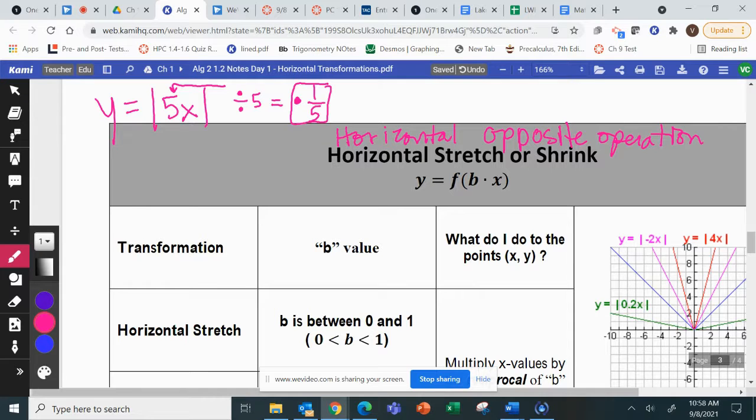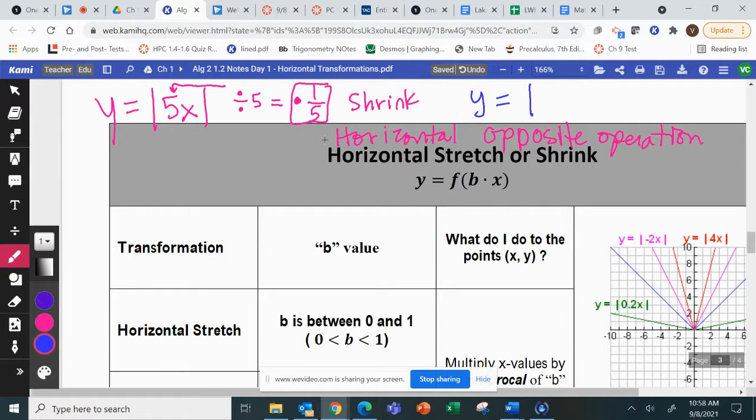That's what I'm going to really focus on, is the multiplication. So if I take 1/5 of something, will that make it bigger or smaller? So this is a shrink. Now you look at it originally, you saw a 5 there, and you kind of want to say it's a stretch, but it's not. So horizontal is always opposite. Let me give you a different example.